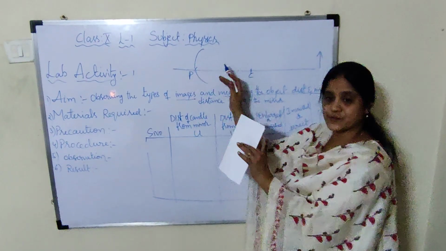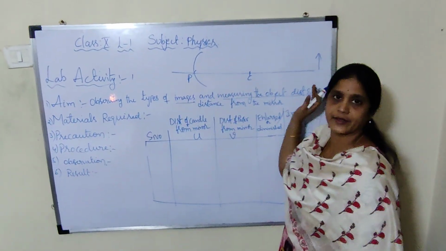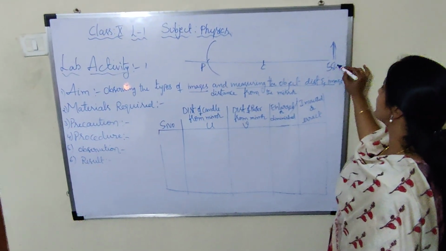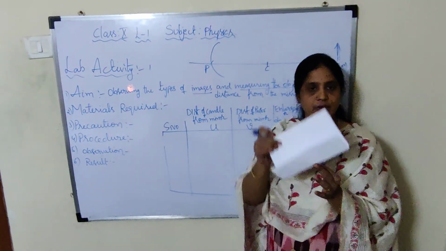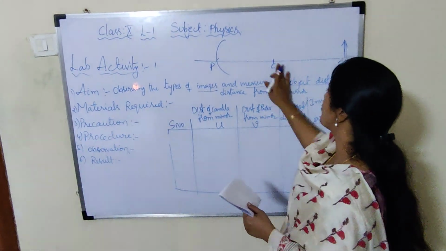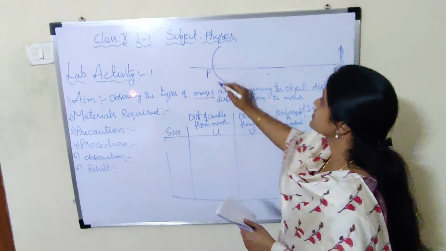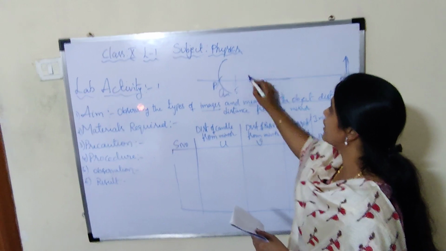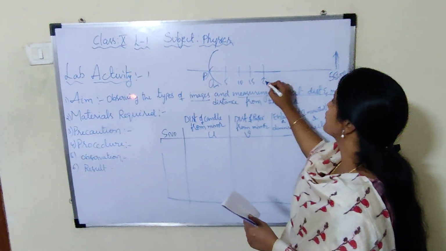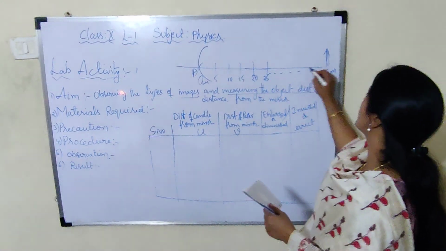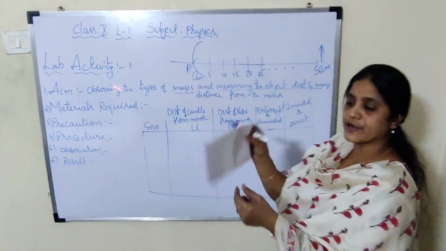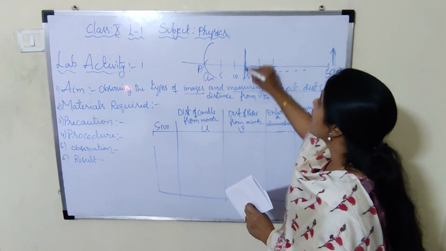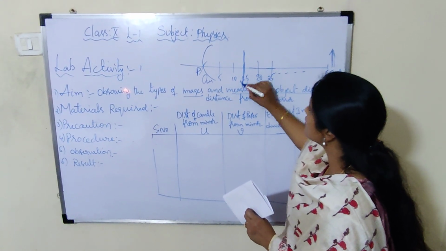I will explain the same procedure through the diagram. Here you placed a candle at a distance of 55 centimeters and we got the image on the screen at a distance of 15 centimeters. At the center, we placed this concave mirror at 0 centimeters. This is 5, 10, 15, 20, 25 and so on. Here 55 centimeters. And we got the image on the screen at a distance of 15 centimeters and that image is an inverted image.